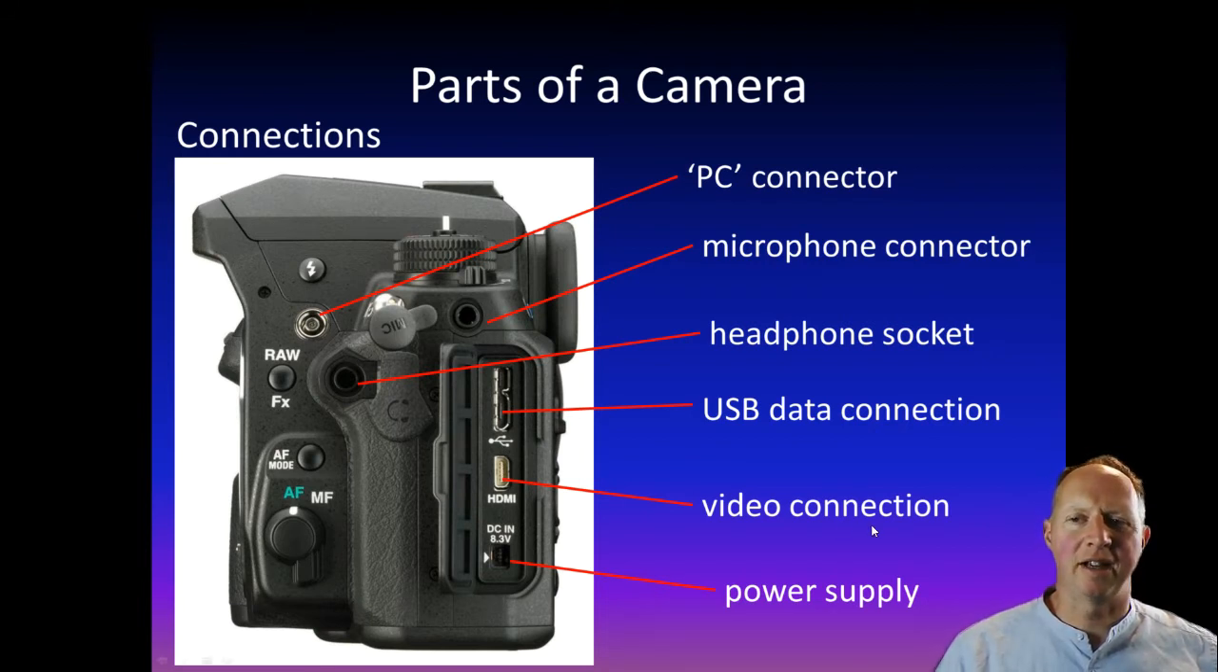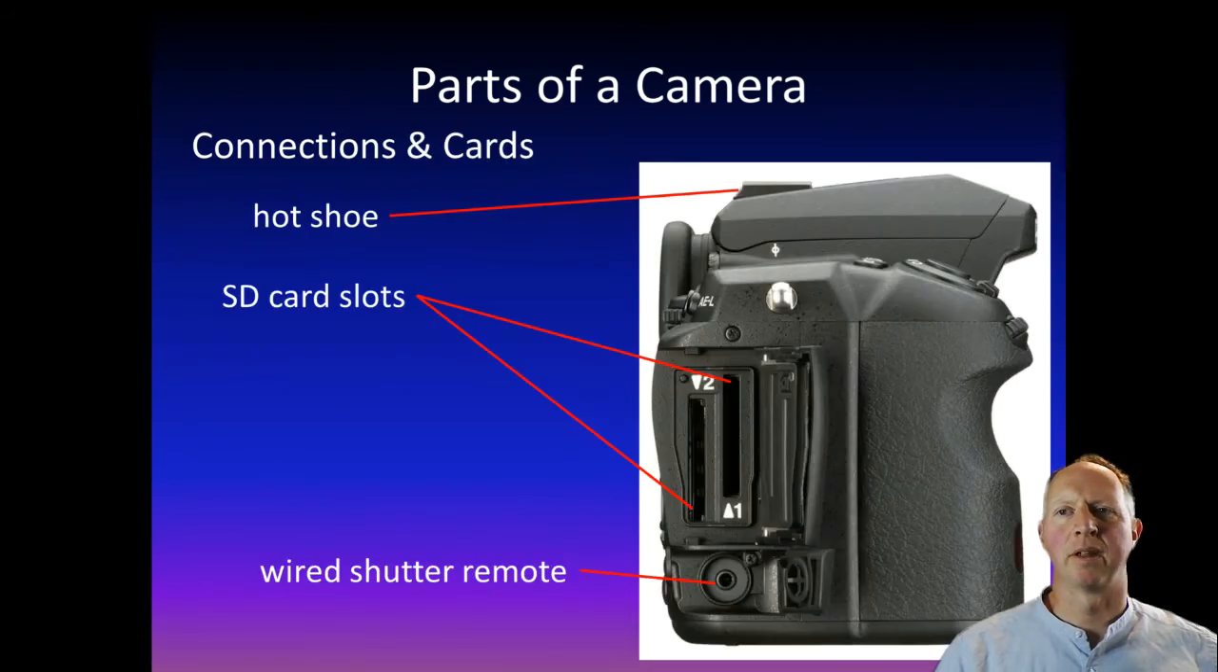Okay, and some cameras will not have all of these. I'm going to look at the controls rather than the connections in a later video. Okay, so over on the other side, up at the top of the camera, we have a hot shoe connection for connecting a small flash gun.